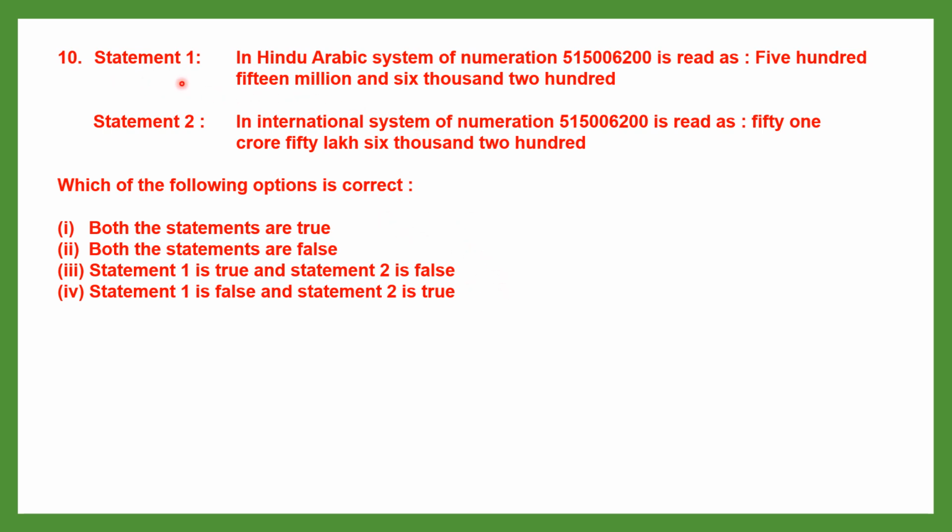Let's read statement 1. In the Hindu-Arabic system of numeration, that means in the Indian system, this large number is read as 515 million and 6,200. Now we are talking about the Indian system, whereas can you see the word million here? This itself tells us that the statement is false. Okay, so the statement says this is how we read, but this is an international place value system. Let's write down this number. What is this number?